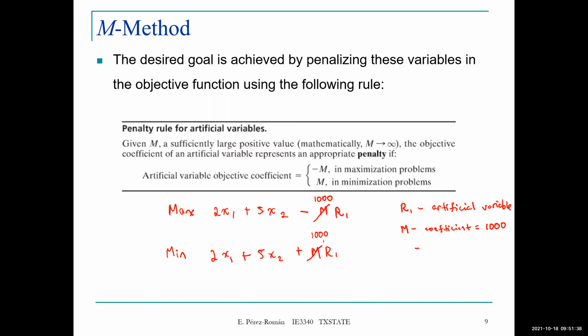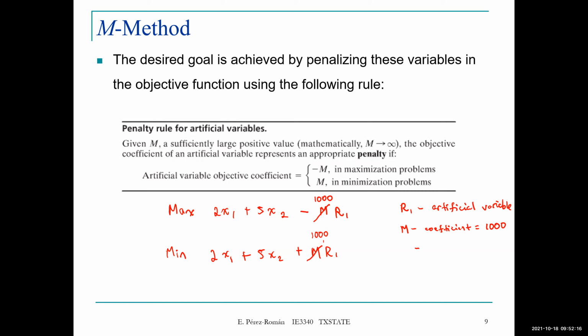The way we penalize them in the objective function is by using a large coefficient. In this case, we're calling this M, or a big M. That's where the name of the method is derived, the M method, which is basically creating a very big parameter in the objective function that is going to be penalizing the artificial variables. If we are maximizing, we are doing negative M times R1, or times the number of artificial variables that you have.